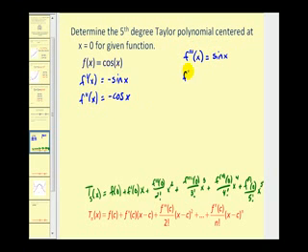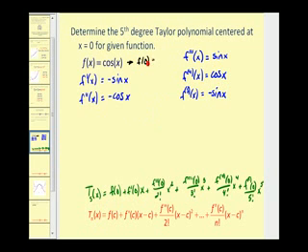And the fourth derivative would be equal to cosine x. And the fifth derivative would be equal to negative sine x. Now again, we have to evaluate all of these at x equals 0.